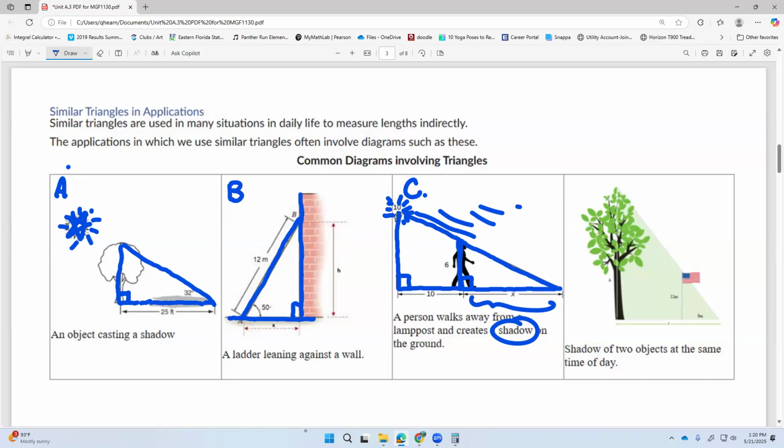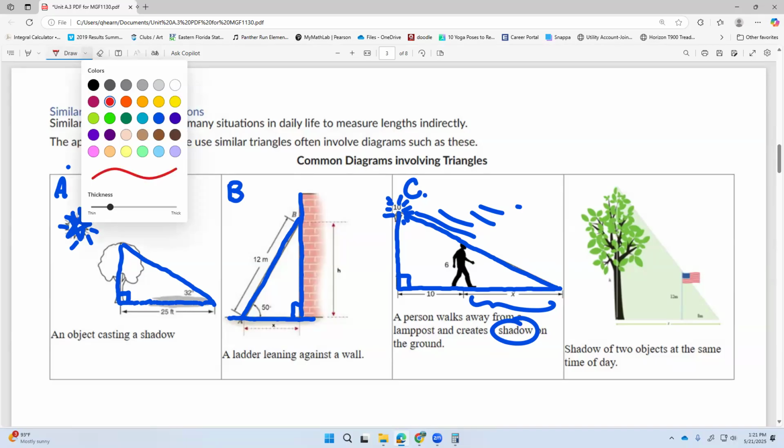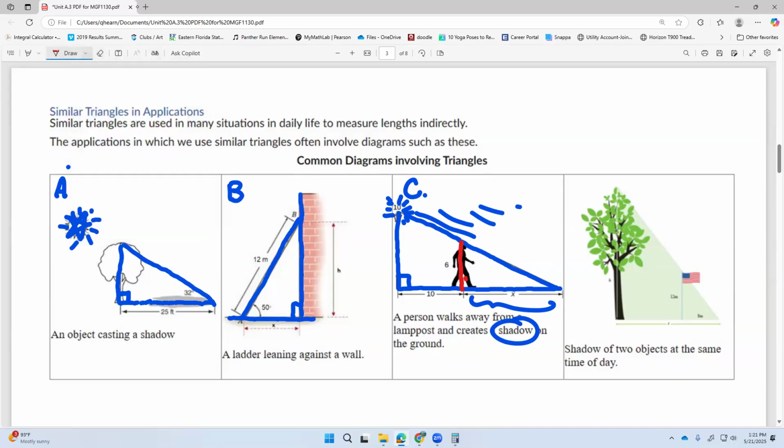But there are actually two triangles here. There is the triangle formed by the lamppost, the ground, and the line of sight from the lamppost past the person's head to the tip of the shadow. And then there's a smaller triangle formed by the person, the shadow on the ground, and the line of sight from the person's head down to the tip of the shadow. So there's a larger blue triangle and then the smaller red triangle within it.